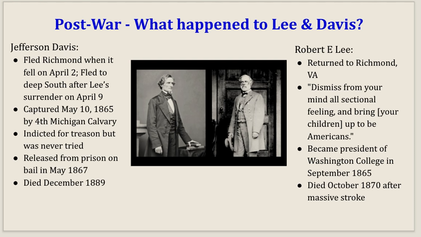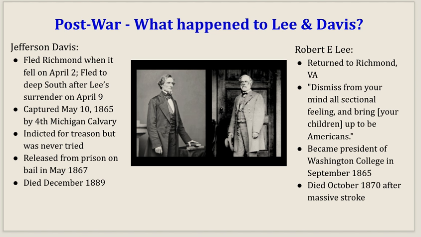So after these 4 long years, the war is over. We talked about the terms of surrender in general, but just to kind of bring things to closure, what happened to the South's 2 main leaders? Jefferson Davis, who remember was the president, so government leader, Abraham Lincoln's counterpart. He fled Richmond, like I told you, when it fell on April 2nd. And then after Lee surrendered on April 9th, he fled further into the deep South.